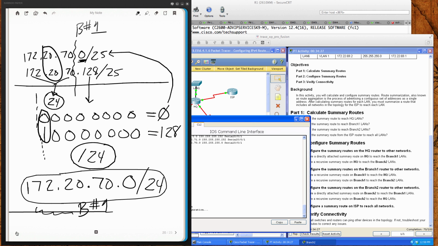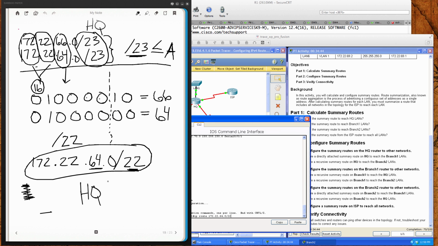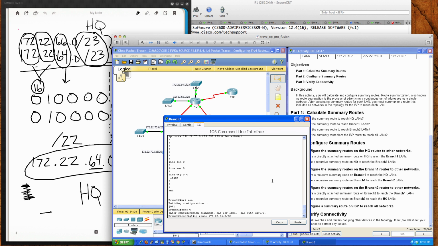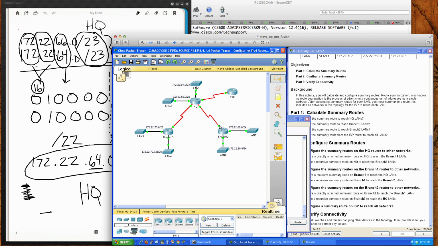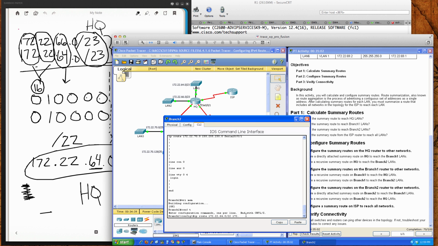So let's back up here and find our headquarters. There we go. Okay, so we need to go into global config mode, and we're going to create a recursive summary route to the headquarters LAN. So 172.22.64.0/22, and let's confirm that. Yep, /22. And so if it's recursive, we're going to use that next hop IP address of 172. And let me double check that here from branch 2. It's going to be the next hop IP of serial 0/0/1, which is 172.22.71.5.